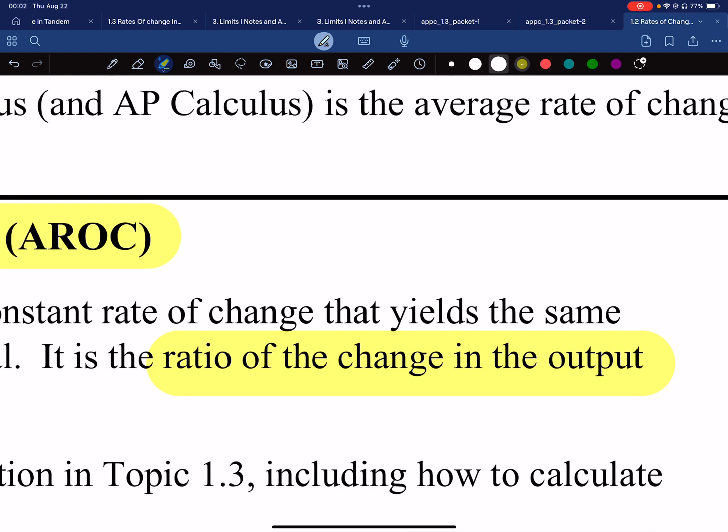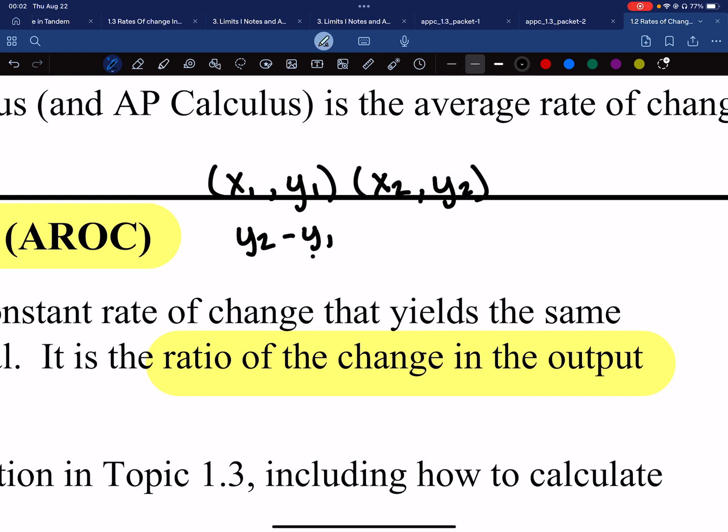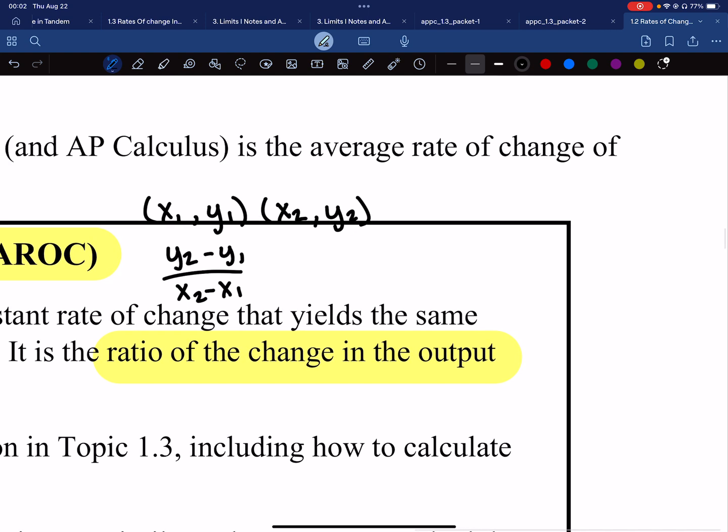So what you have seen this as before, prior to this class, is if you have 2 points, let's say (x1, y1) and (x2, y2), what you're used to seeing is y2 minus y1 over x2 minus x1. Well, in this class, all we're going to do is change that to be f(b) minus f(a) all over b minus a. This is the same thing.